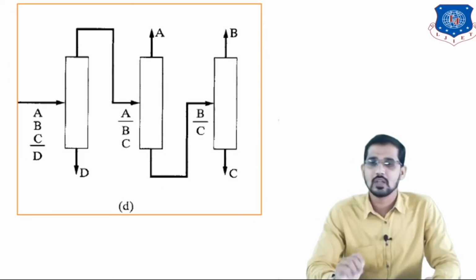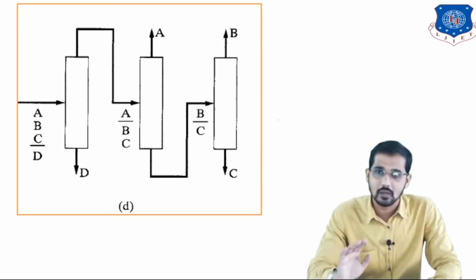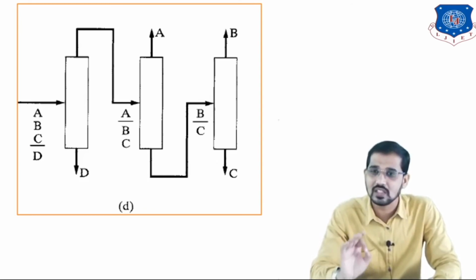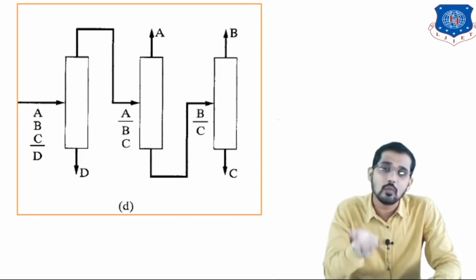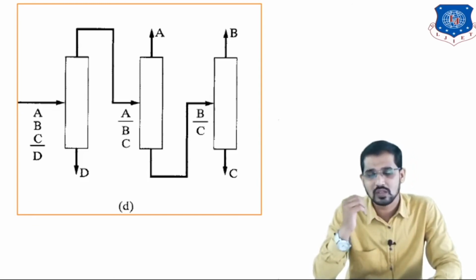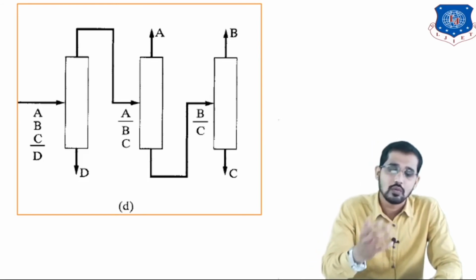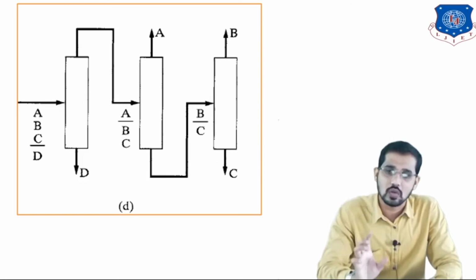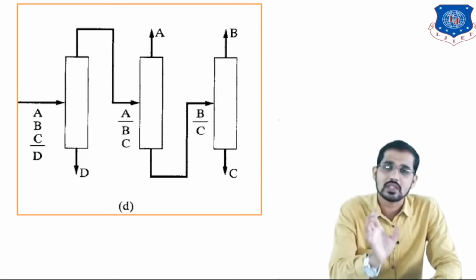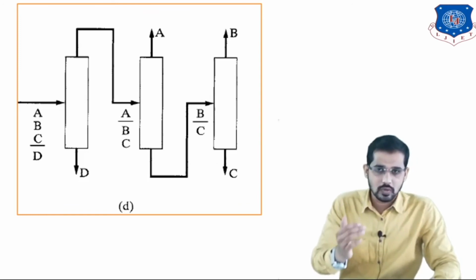Next one is nothing but the fourth sequence. You can see here, now we are separating the most difficult component, that is component D, which has the higher boiling point, in the first distillation column. Means we are separating the most difficult component in the first distillation column. After that we are using all distillation columns at the minimum temperature. Okay. So here we are separating component D in the first column.